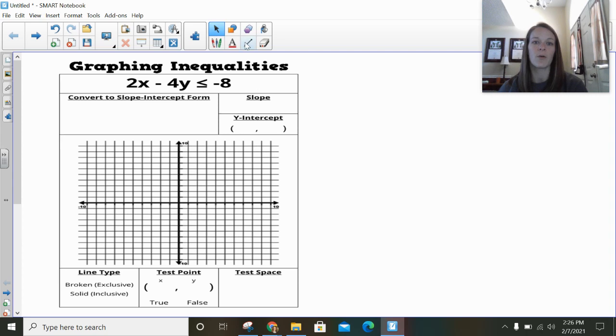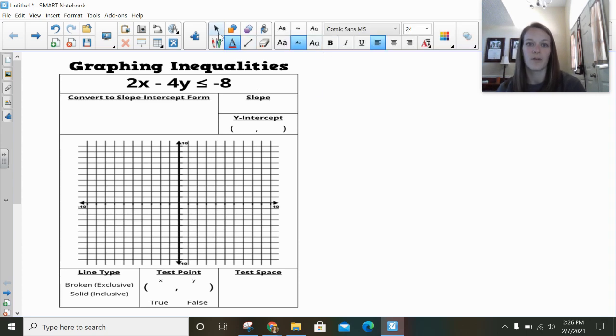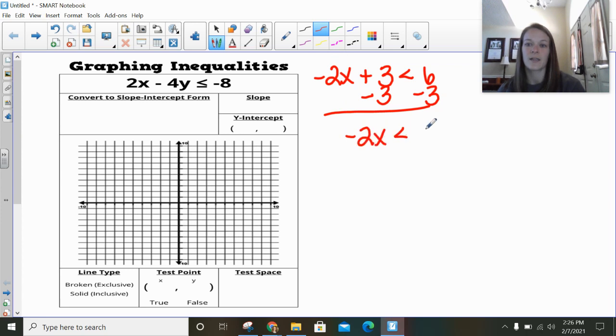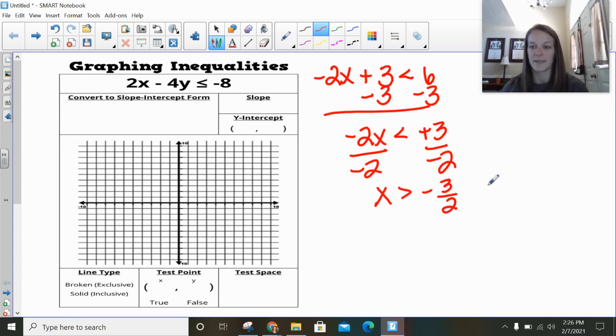So just a review for a second, when we solved inequalities, we had problems like 2x plus 3 is less than 6. I'll make that a 2. Okay, and we had to solve this and put it on a number line. So this is a side note. This would be negative 2x less than positive 3. You divide by negative, and remember when we divided by a negative, we flipped our sign, and then this would be negative 3 over 2 as your answer.